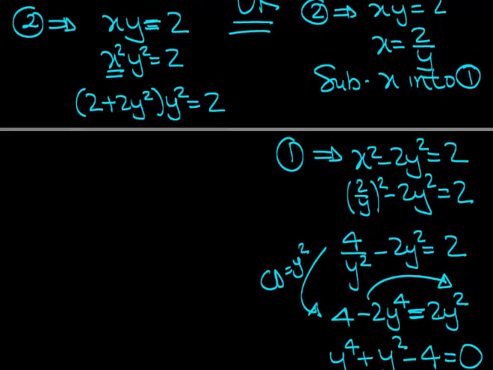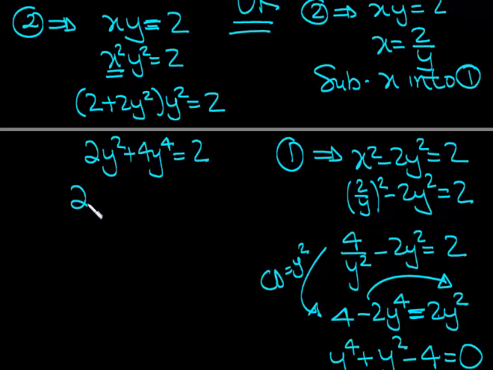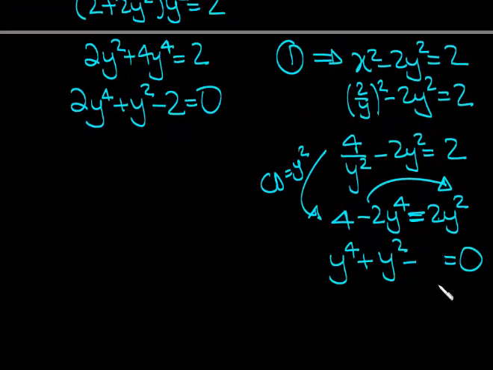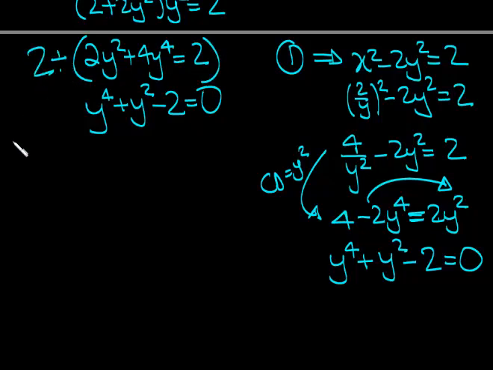And is that what we had up here? If we had distributed, we would have ended up at 2y squared plus 4y to the 4th is equal to 2. Move everything to one side and divide everything by 2 since there's a 2 common. So I get 2y to the 4th plus y squared minus 2 is equal to 0. Oops, I forgot to divide this by 2, sorry, because we want to divide everything by 2. That's what happens if you try to take shortcuts and do things in your head. You can make mistakes. So we get the same thing.